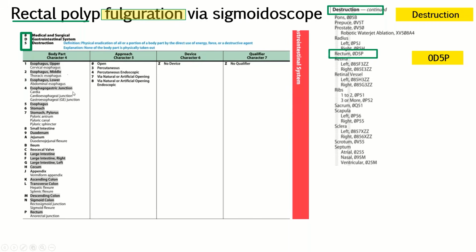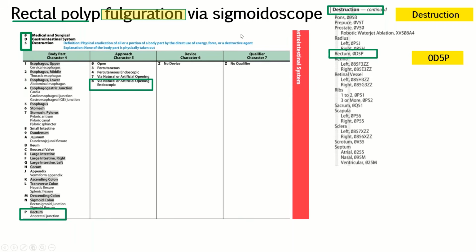So let's go ahead and continue building our code. Our 4th character, our default says it's P. I agree, it is P. The 5th character, what do you think it is? Is it open, percutaneous, percutaneous endoscopic, via natural or artificial opening, via natural or artificial opening endoscopic? If you said via natural or artificial opening endoscopic, outstanding.